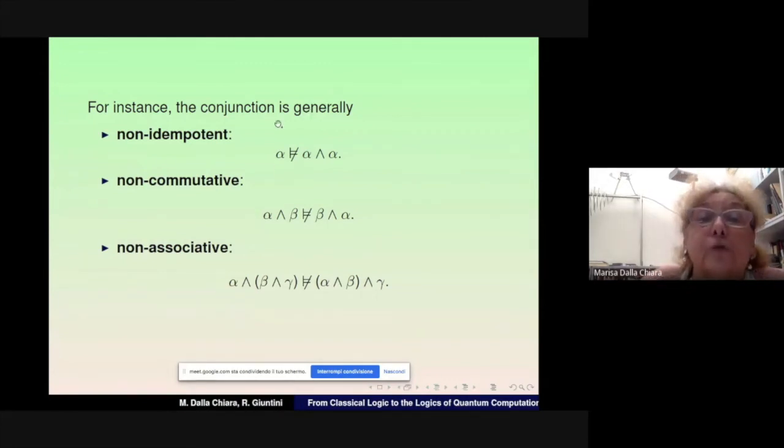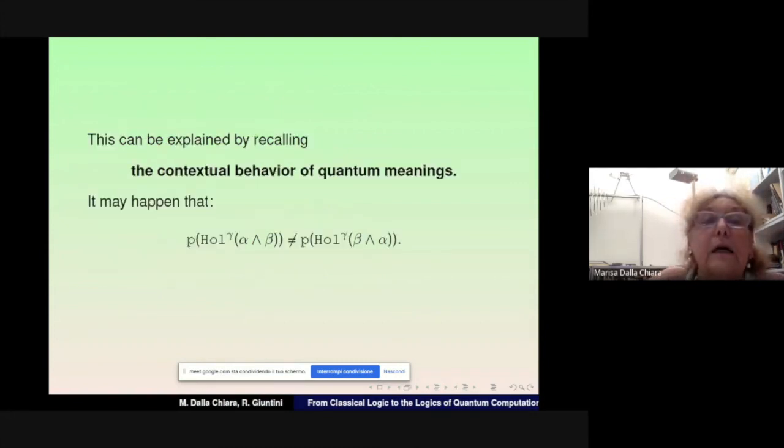For instance, the conjunction is generally non-idempotent in this logic. Alpha does not imply alpha and beta. Non-commutative: alpha and beta does not imply beta and alpha, and even non-associative. And this can be explained by recalling the contextual behavior of quantum meanings, because it may happen that the probability of the contextual meaning of a conjunction alpha and beta with respect to the context whole gamma is different from the probability of the contextual meaning of beta and alpha with respect to the same context, and this can be easily calculated.